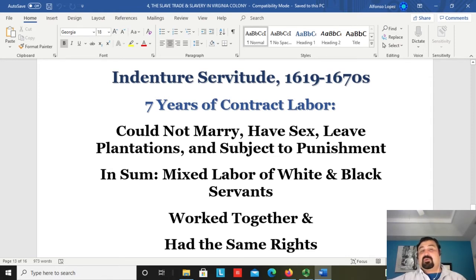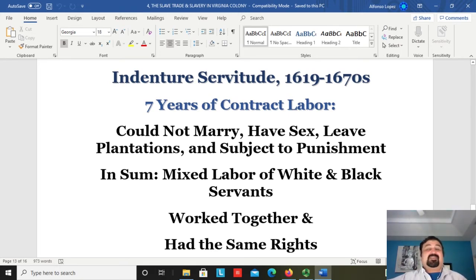Because we have to work for 7 years, we cannot marry during those 7 years. Why? Well, because you're here to work, not to socialize or build a family and take care of other business, but rather this is a labor obligation.